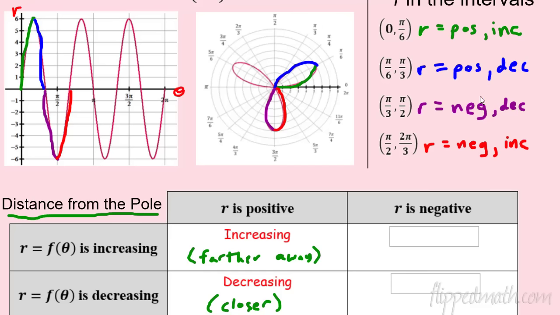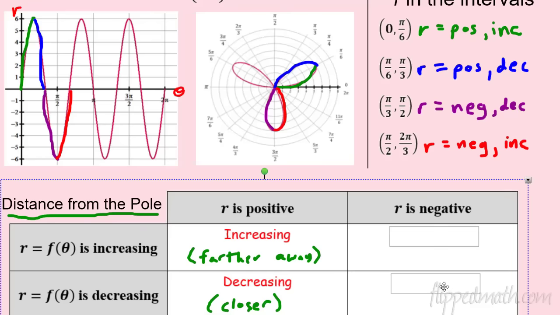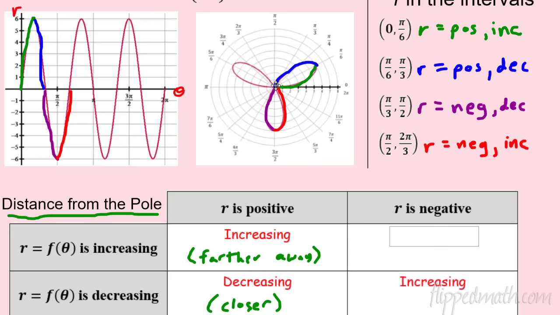Excellent. Then follow it. If I'm negative and decreasing, so negative was this purple, I'm negative r and I'm decreasing. That's this one right here. Fill that in. We're getting farther away. The distance is getting farther. And then spoiler alert, last one, I came back to it in the red. What's going on here? That distance to the pole is decreasing. If you prefer getting farther away, if you like to use that, farther from the pole, and here I'm getting closer to the pole.